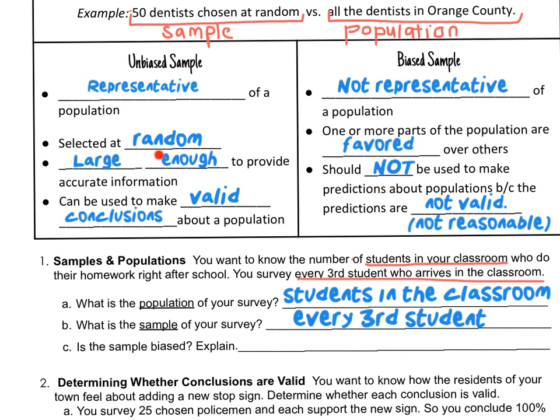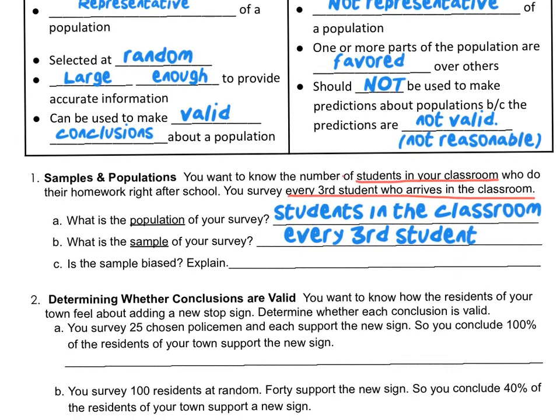For the second bullet, is the sample selected at random? And the answer is yes again, because we're surveying every third student. It's not that we're only surveying those who are our friends in the classroom. Third bullet, is it large enough to provide accurate information? The answer is yes again, because you're doing a survey for every third student as opposed to maybe just 5 students. Okay, so in that case, it qualifies as an unbiased sample, and that's a good thing.